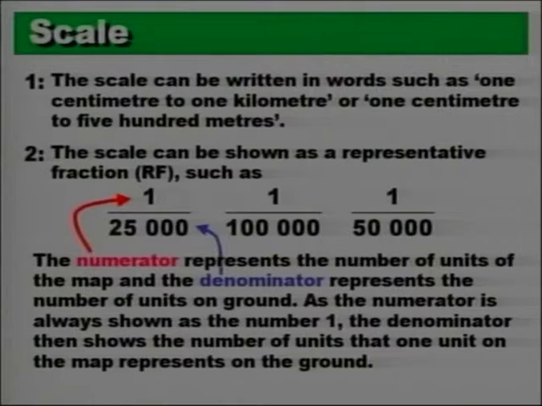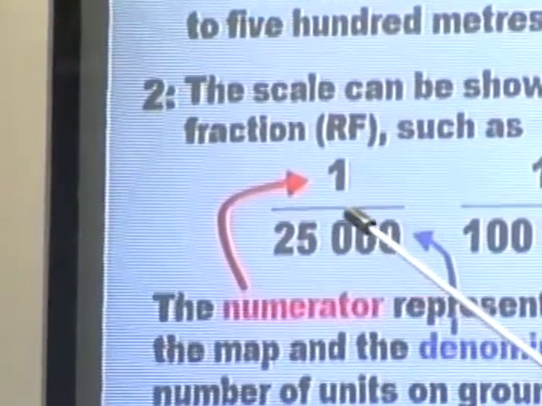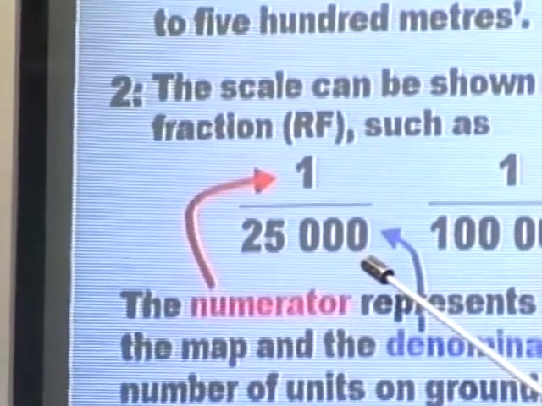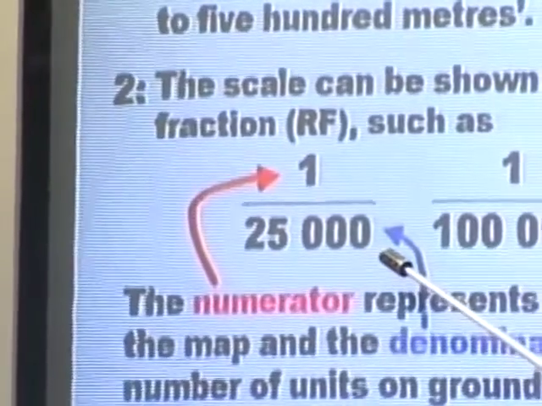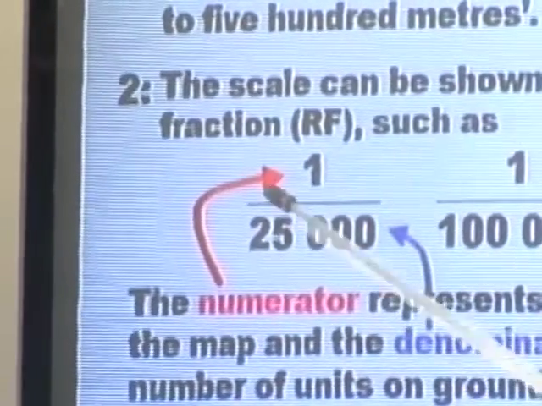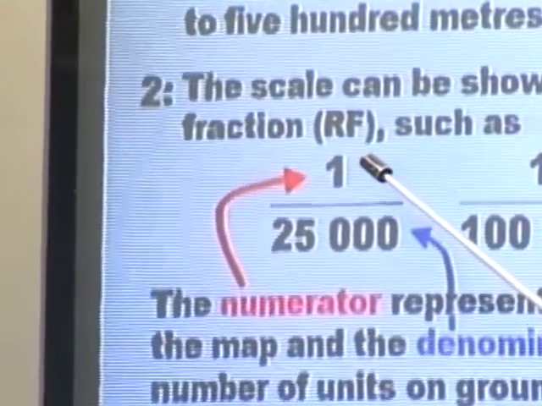So let's imagine that the unit of measurement is 1 centimeter on our map. If the RF is 1 over 25,000, 1 centimeter on the map will represent 25,000 centimeters on the ground. That is what the scale is supposed to show when it is an RF.